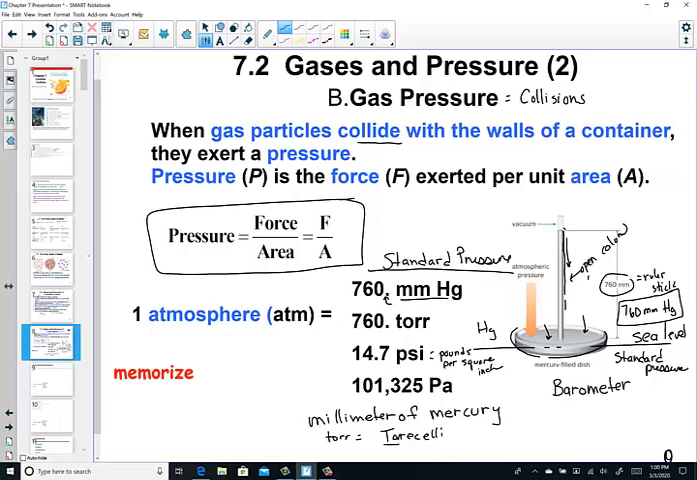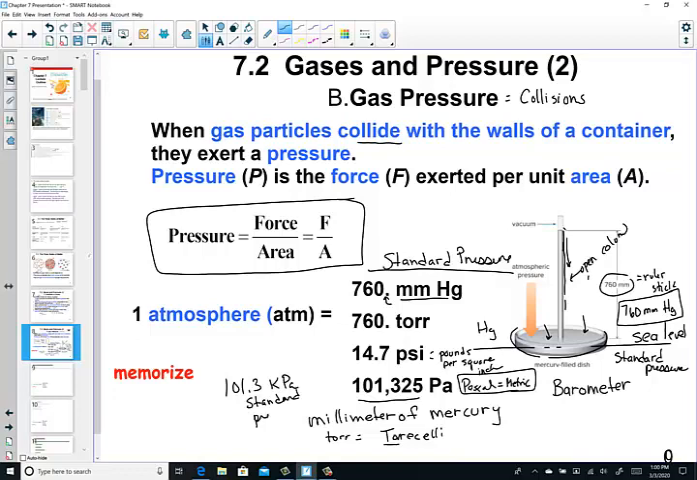And the last unit we'll need to be familiar with is the Pascal. And again, that's actually named after a person. And this is the metric system's unit. The metric system uses pascals. And since that's kind of a big number, you're more often going to see 101.3 kilopascals as standard pressure.